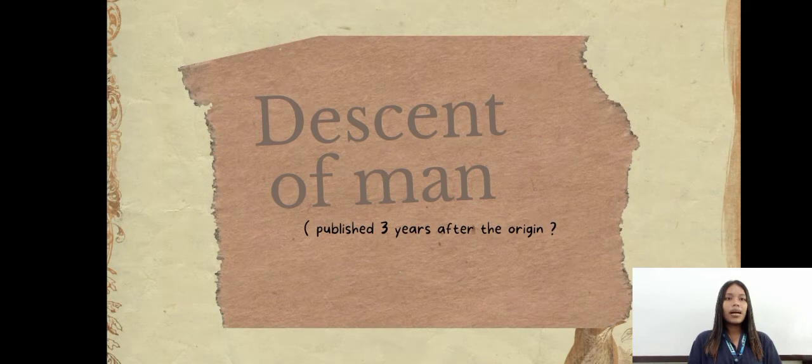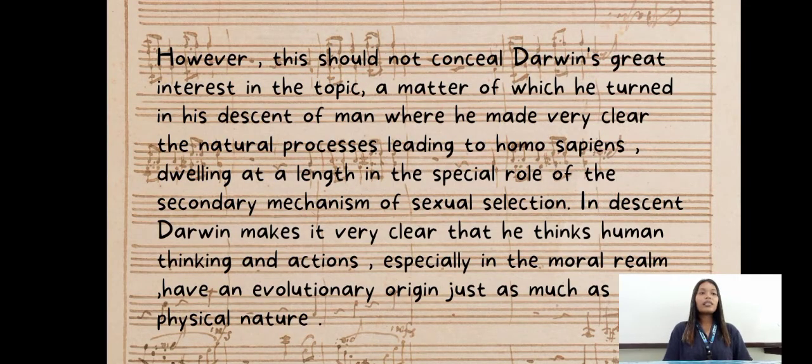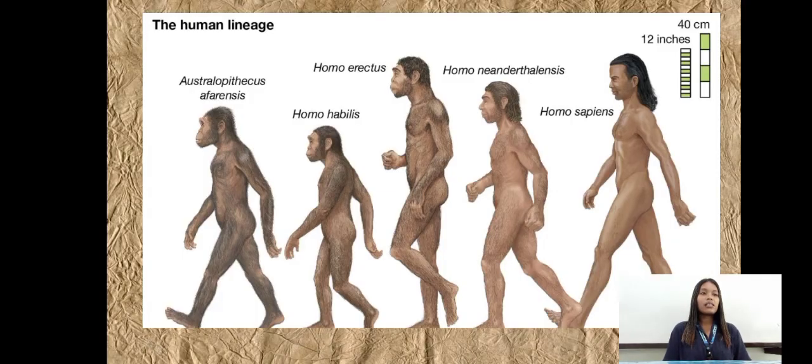Descent of Man. However, this should not conceal Darwin's great interest in the topic, a matter to which he turned in his Descent of Man, where he made very clear the natural processes leading to Homo sapiens, dwelling at length on the special role of the secondary mechanism of sexual selection. In Descent, Darwin makes it very clear that he thinks human thinking and actions, especially in the moral realm, have an evolutionary origin just as much as our physical nature.